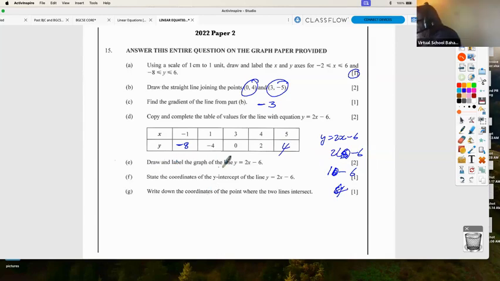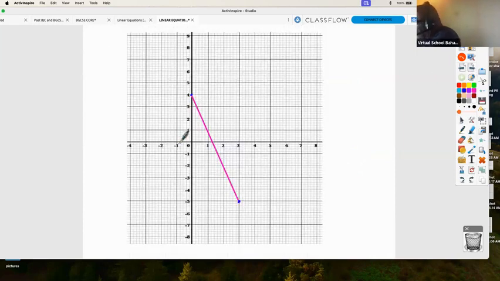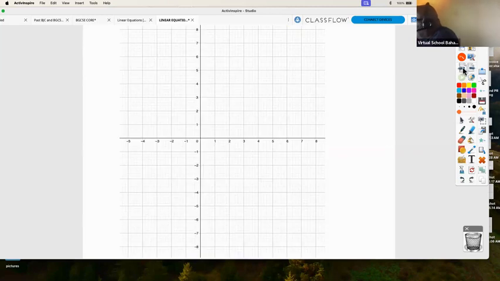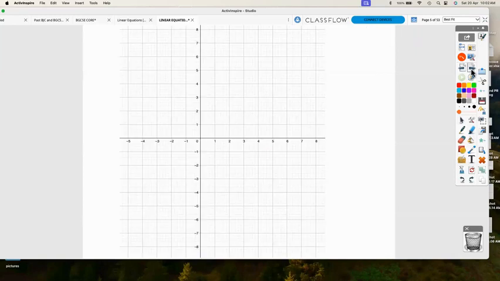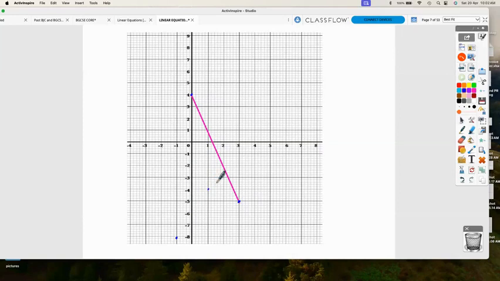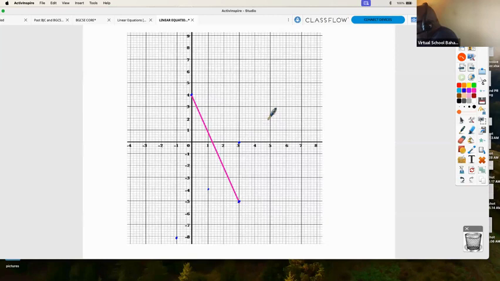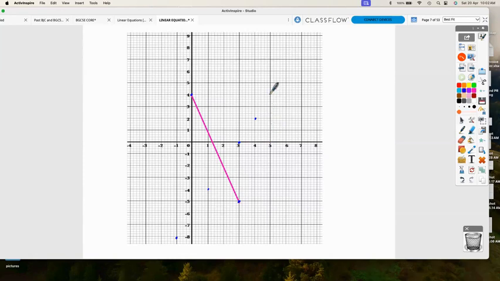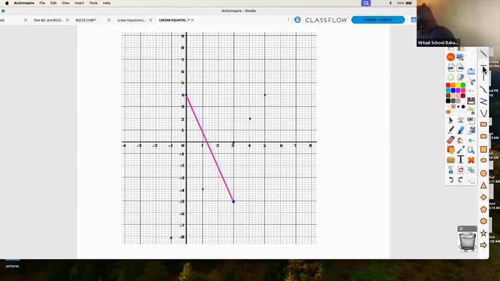So now you say draw and label the graph. You see, they always say label. So I'm going to plot these points now. -1, -8. So -1, -8 would be here. Next point. Anybody got the next point for me? 1, -4. Any other point? 3, 0. Any more? 4, 2. Any more? 5, 4. And again, we must use our ruler and pencil to draw this line through.